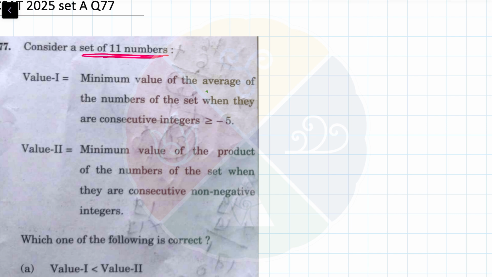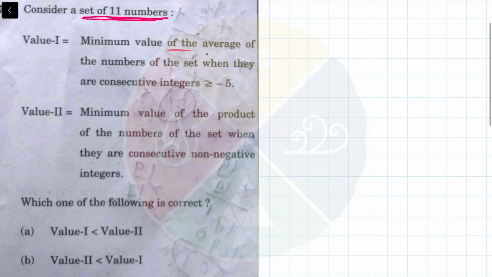Minimum value of the average of the number of the set when their consecutive digits is greater than minus 5. See, of the, of the, of the. When too many of the comes, things do get out of hand. We won't understand. So I have to handle this thing. Minimum value of the average. So we are looking for the minimum value of the average. Of what? Average of the, now I'll put a bracket.